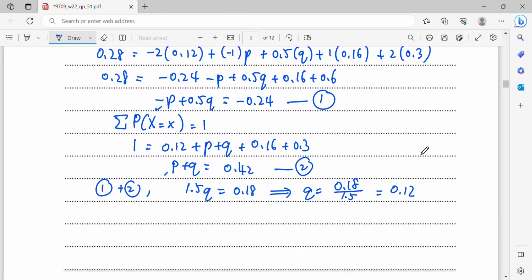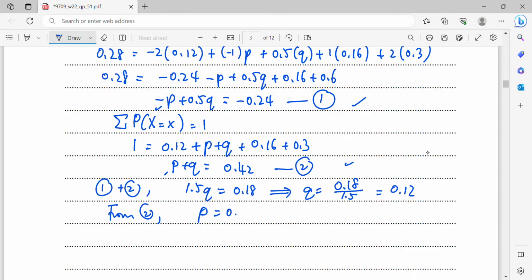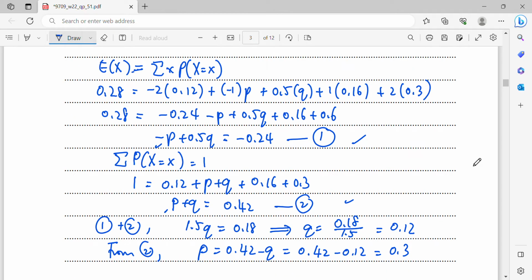So once you have found the Q, to get the P, it's very simple. You either substitute into the first or second equation. So I will choose the second equation. So from second, my P equals 0.42 minus Q. Okay, so when you replace the Q value, you will get 0.42 minus 0.12, which is 0.3. So that's the working for this question.